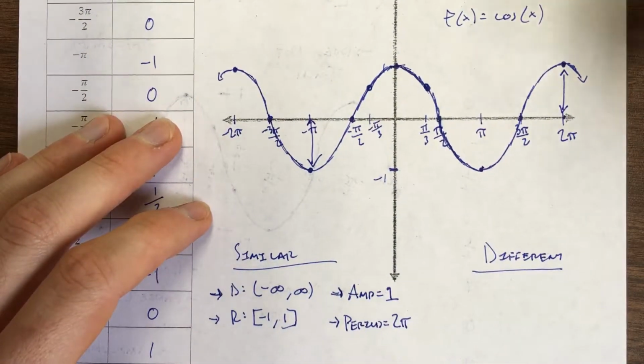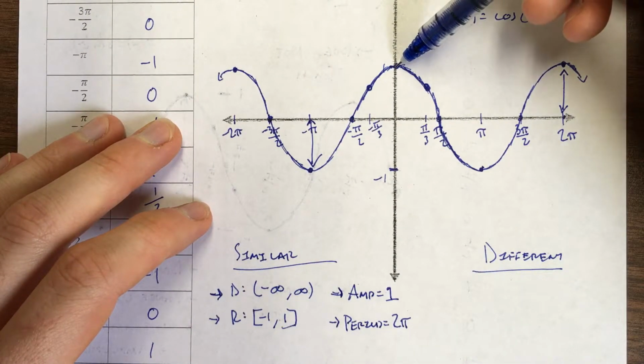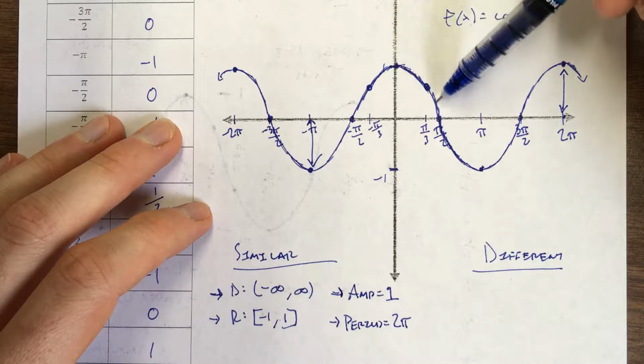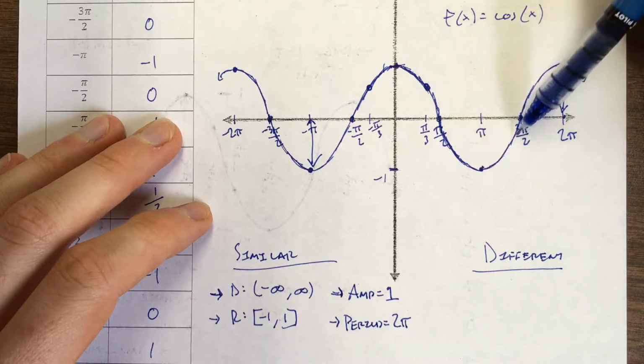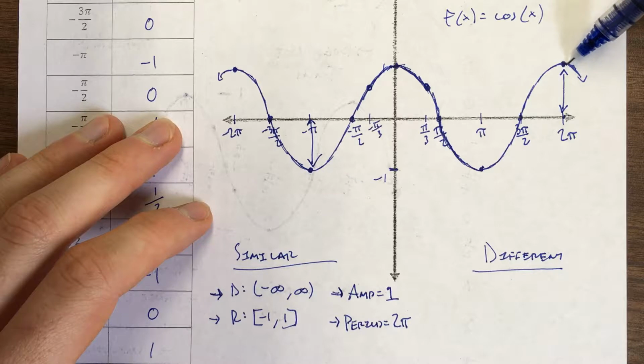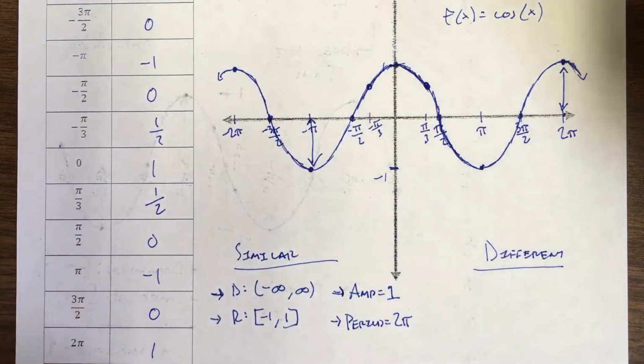To give you a glimpse of why that is, if we start here at 0, 1, and trace the function, I'm going down, go into -1, come back up, I'm back at 1, and then it repeats that action. Where does it repeat? 2 pi. So that's why the period is 2 pi.